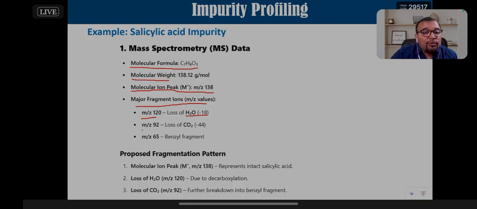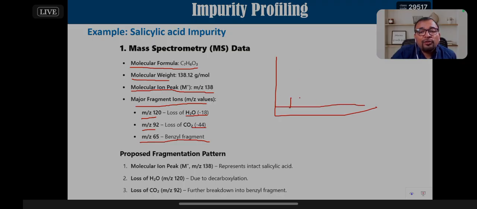Then loss of CO2 gives m/z of 92, that is minus 44 mass, and this is a benzyne fragment of m/z 65. So this represents how your mass spectrum is going to look, right? Different masses and different fragments. So what is the proposed fragmentation pattern?